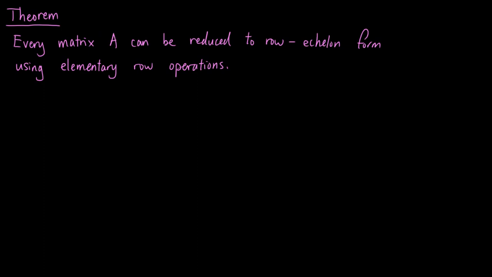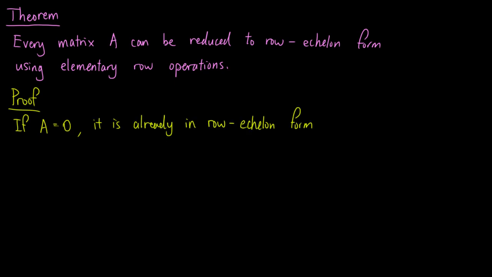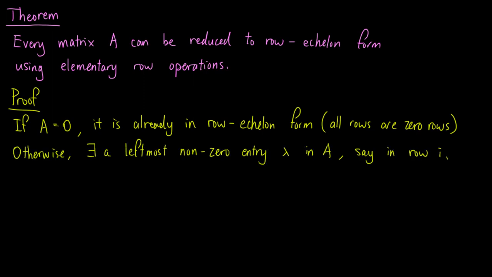Let's end this video with a theorem which states that every matrix A can be reduced to row-echelon form using elementary row operations. First, if A equals the zero matrix, it is already in row-echelon form because all its rows are 0 rows. Otherwise, we can find a leftmost non-zero entry, say lambda, in A, and suppose it is in row i. So the matrix looks something like this.